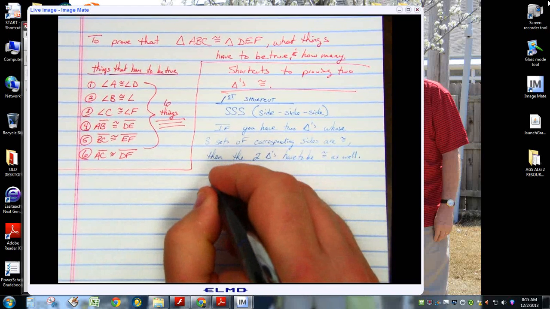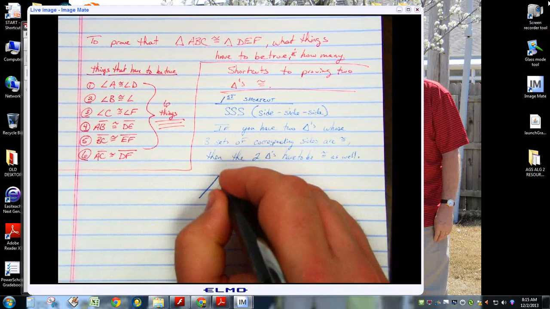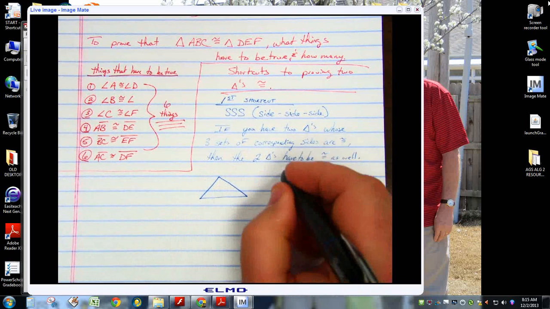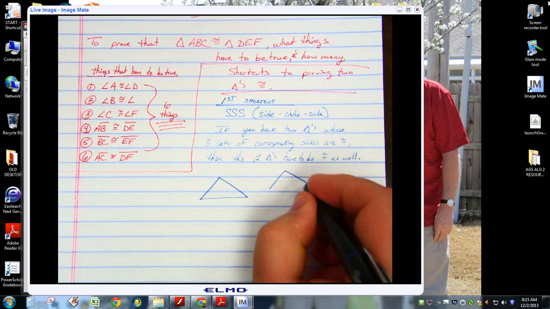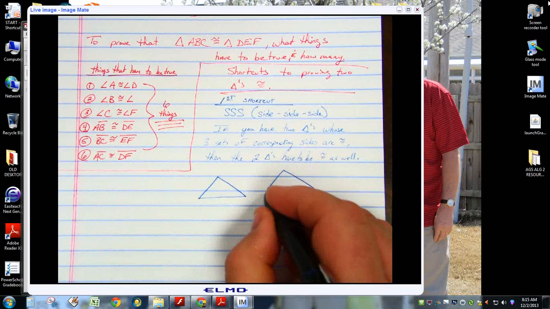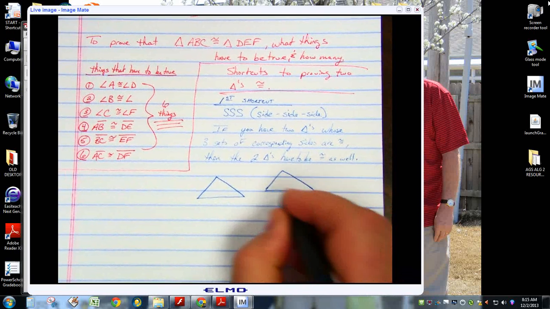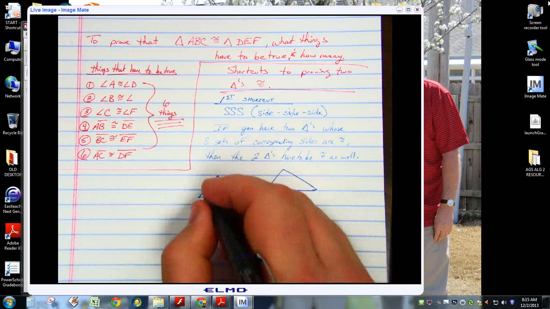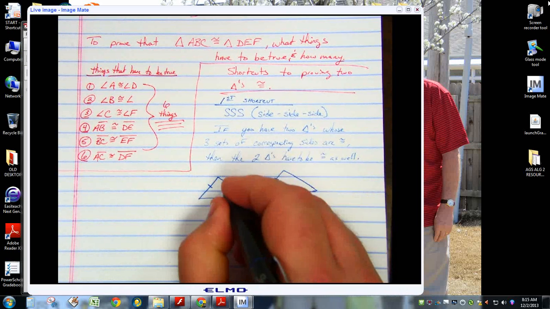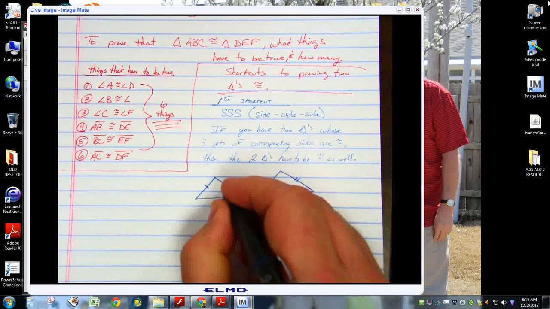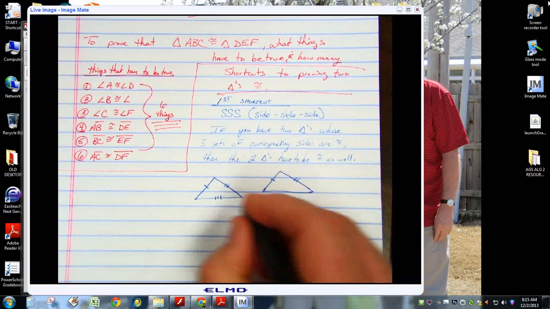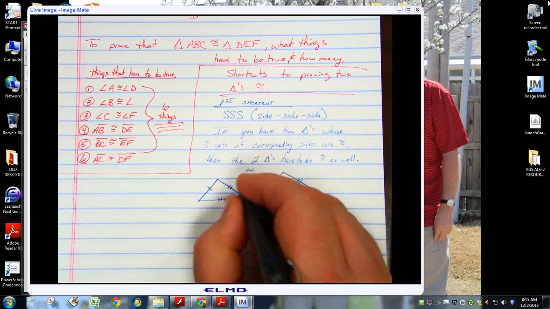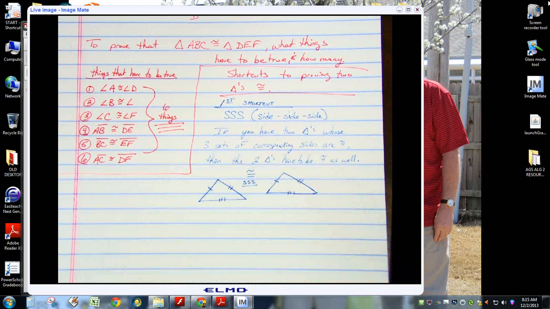A lot of people do much better with this if they visualize it by drawing two triangles underneath this and labeling them with the marks. What would side, side, side look like? Well, this would be congruent to that. This would be congruent to what? That. And this side would be congruent to that. These two triangles are congruent by what? Side, side, side.